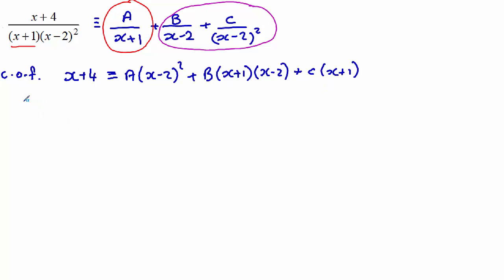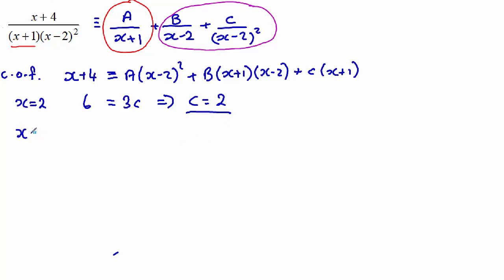Now, we do this by choosing suitable values of x. x equals 2 is a good one because it will make these two terms equal to 0. So we'll get 6 equals, note that the identity becomes an equals at this point because we have actual numbers in. And then that's going to be 3C. And that means that C is equal to 2.